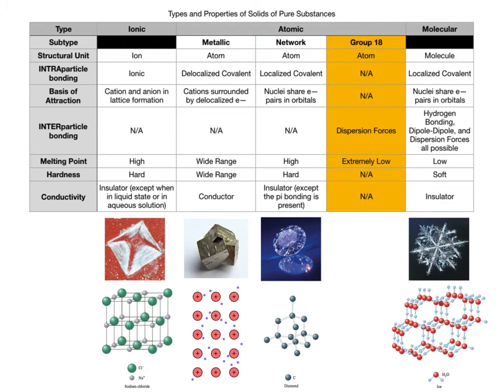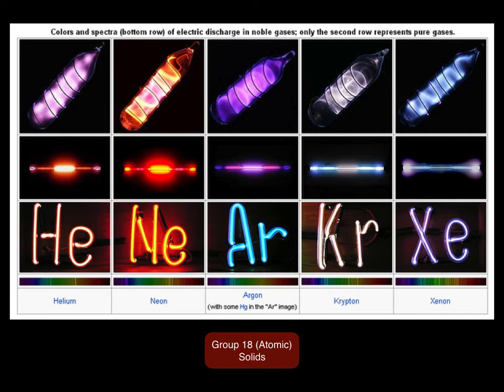Since the bonding of solids formed from the noble gases is so unique, given that it is purely dependent upon dispersion force attractions, it is given its own category. Most of us will never encounter an example of a noble gas in its solid state, since their melting points and boiling points are so extremely low.